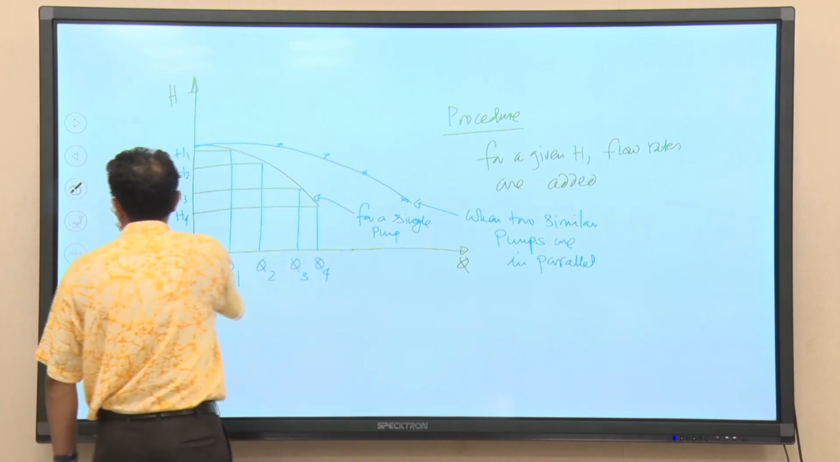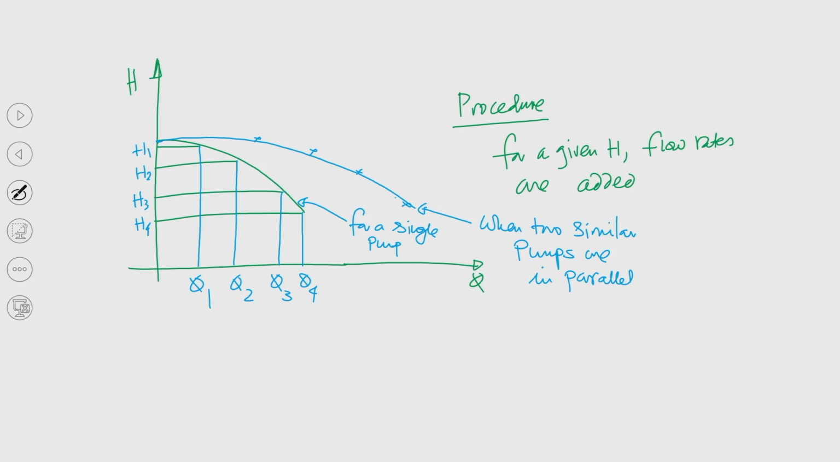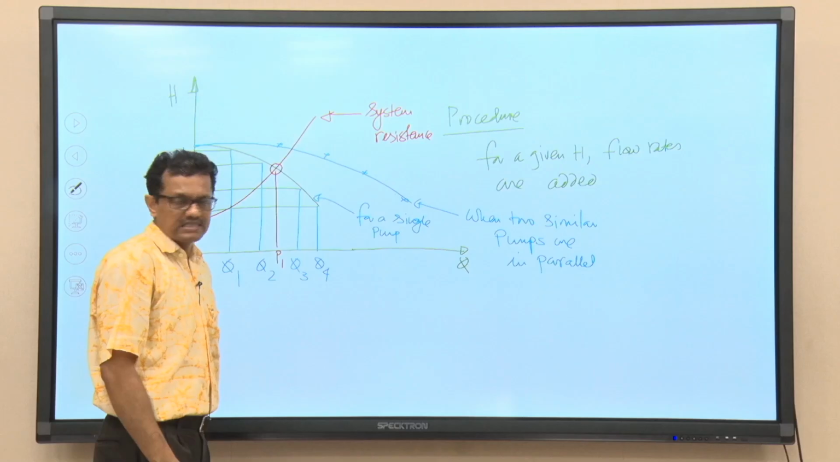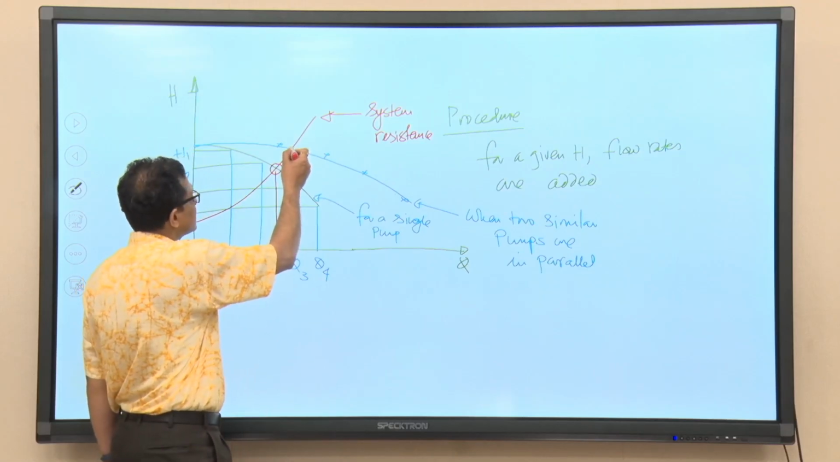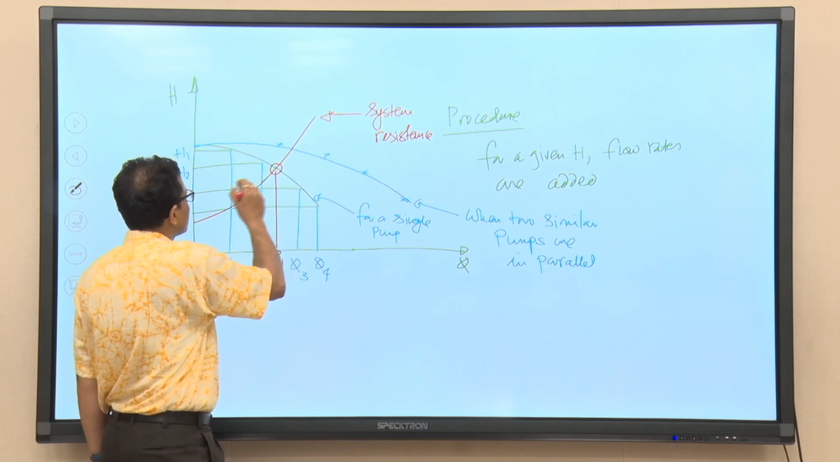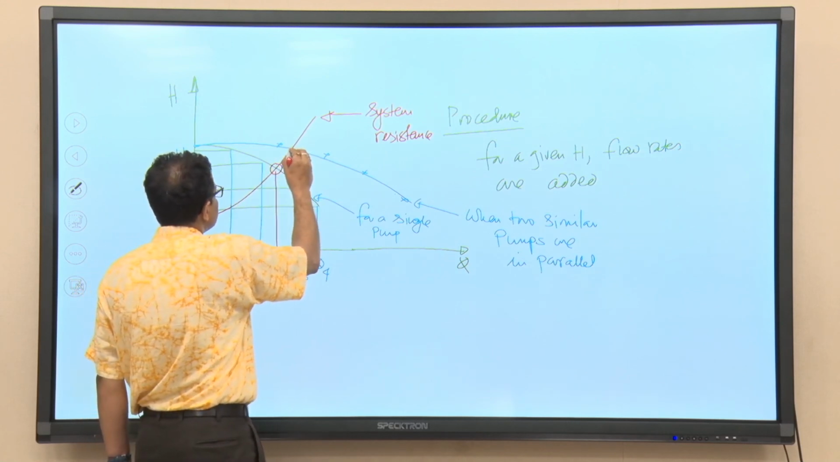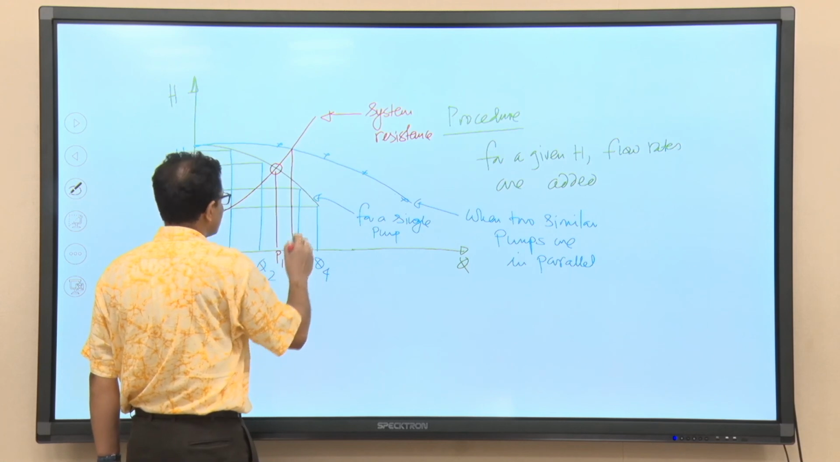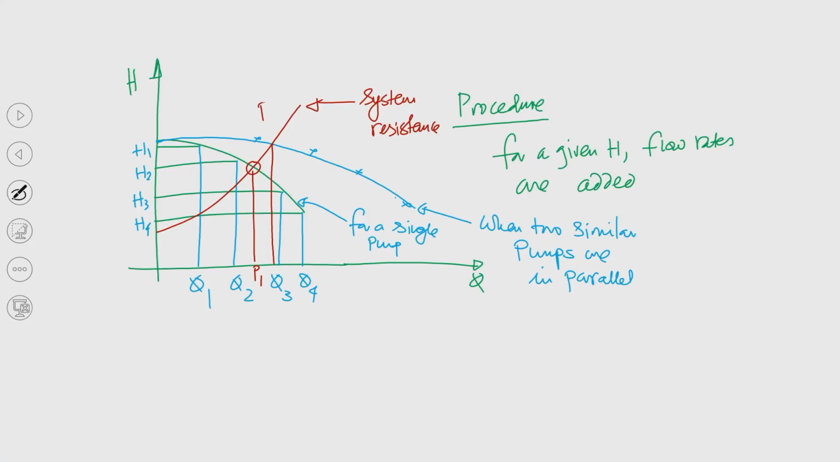Say now, if I use a different color, say this is the system resistance. So initially this is the operating point, P1. This is the system resistance. Right, but you can understand that our objective was to increase discharge. So when these two pumps are connected in parallel, you can understand we can increase the flow rate. So this will be P2, right. So this is P2.